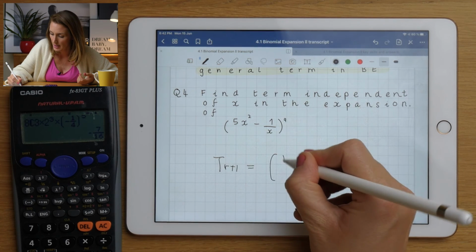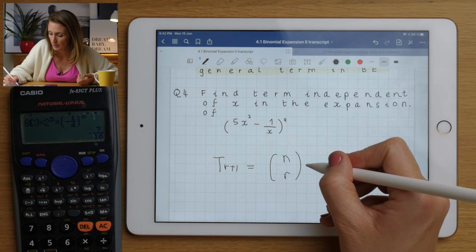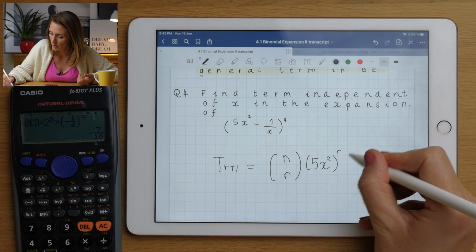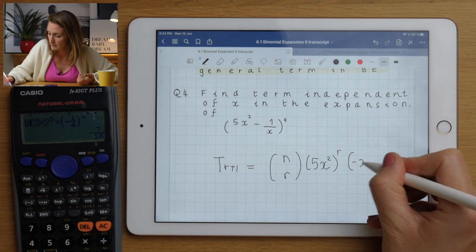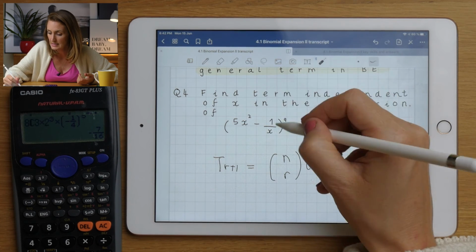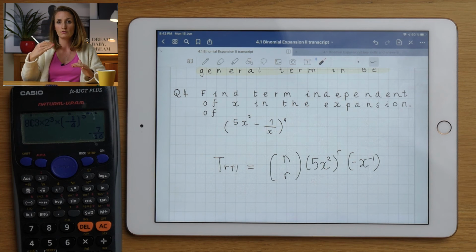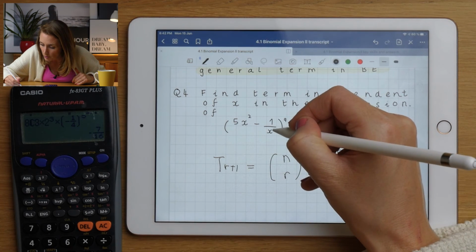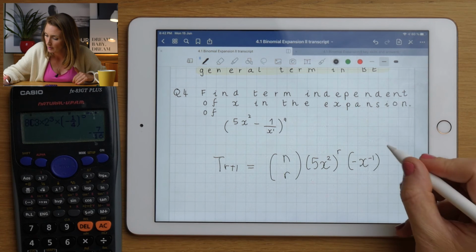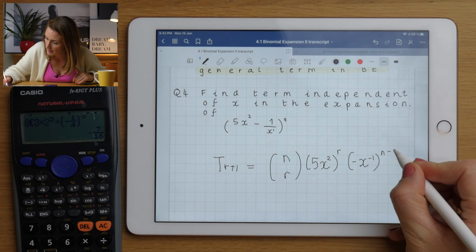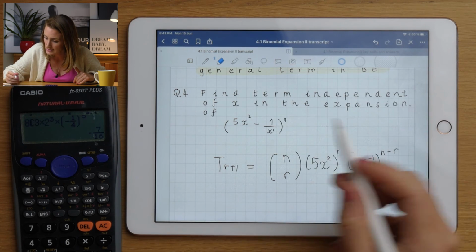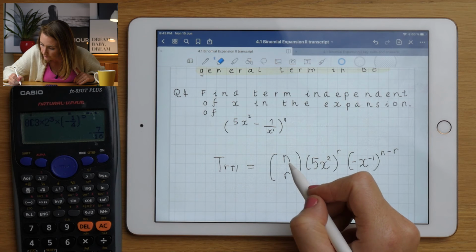just like before, and choose r. A I'm going to put as 5x squared, so that's going to be to the power r. And this one I'm going to put as minus x to the power minus 1. I think it's easier if you've got an x on the bottom to remember your rules for indices and have your x as a minus power, right? So think about that as 1 over x to the power 1, bring it up. And that would be n minus r. I'm actually going to go ahead as well and fill in n is 9 here.